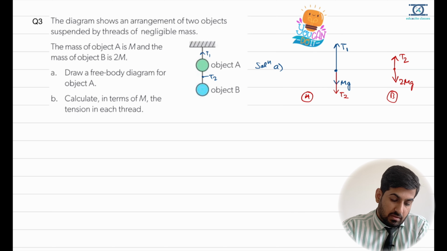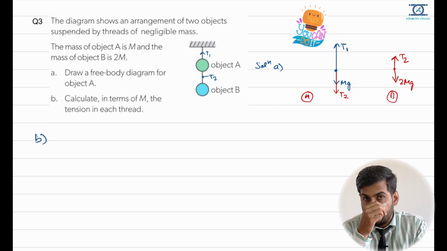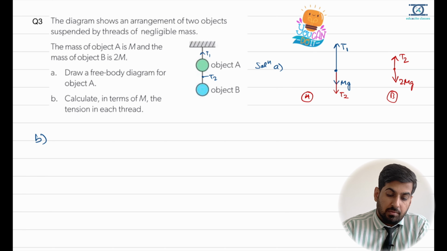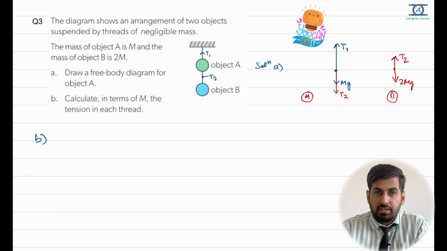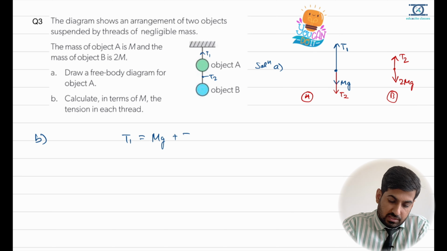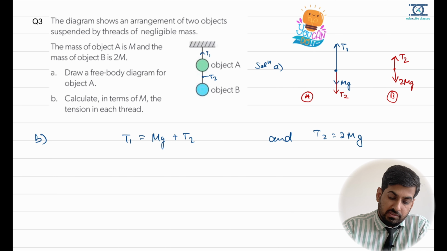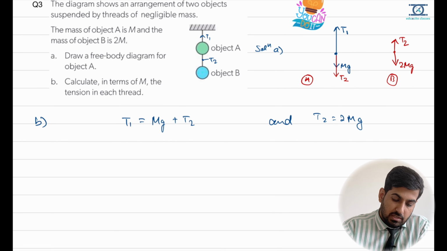Okay, now the B part. Now B part is what? Calculate in terms of m the tension developed in each thread, T1 and T2. So if I use this free body diagram, I can make out the equation because they are in equilibrium, they are not moving. So T1 will be equals to mg plus T2, and T2 will be equals to 2 times of capital M into G. So I replace T2 as 2mg.